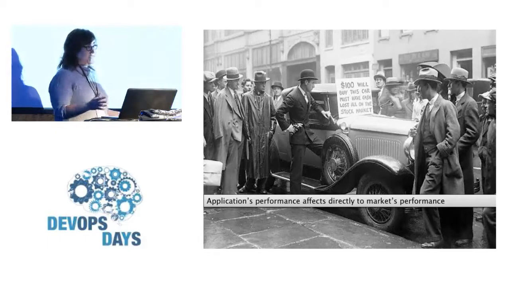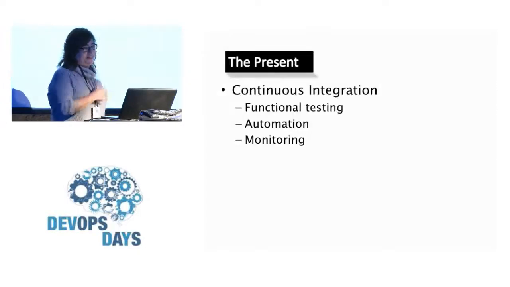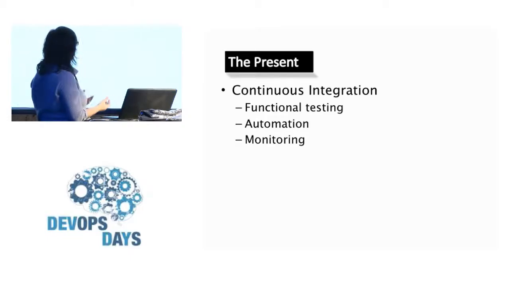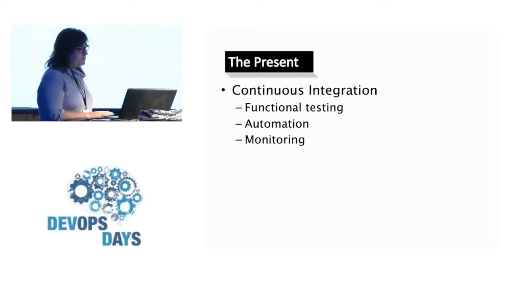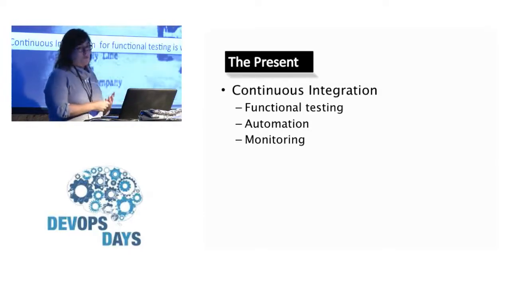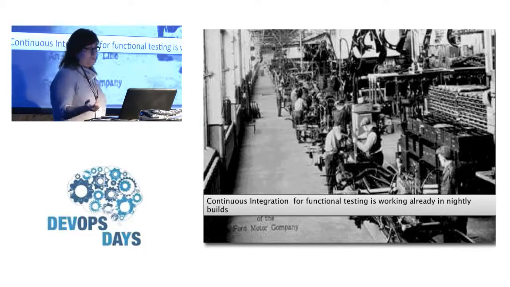So what is the present? The present sometimes is this one I've said, that is dark. But at least in many places now where we have agile methodologies implemented, we have this functional testing, the continuous integration, we have a continuous delivery or continuous deployment sometimes, and everything is automated and monitored. But sometimes, and usually actually, we forget about performance testing in our pipelines. So we are better, but we can improve.